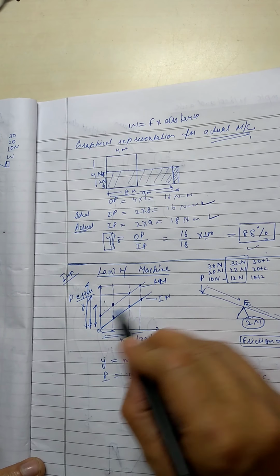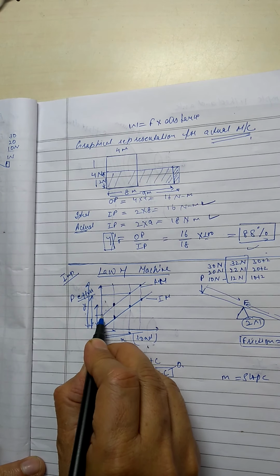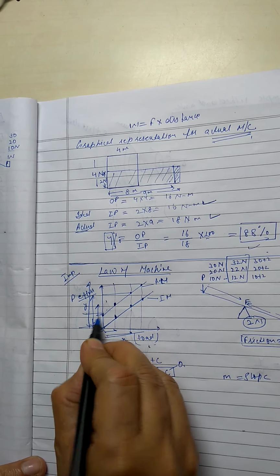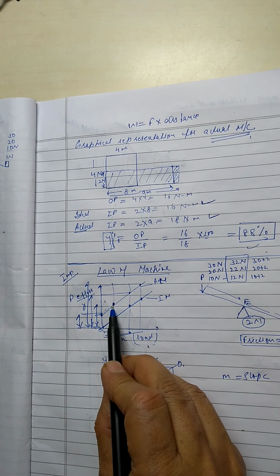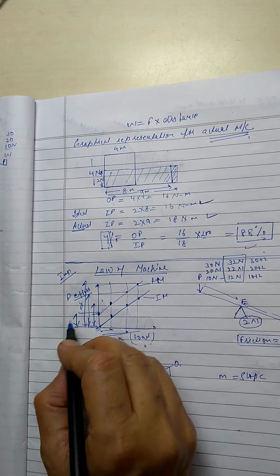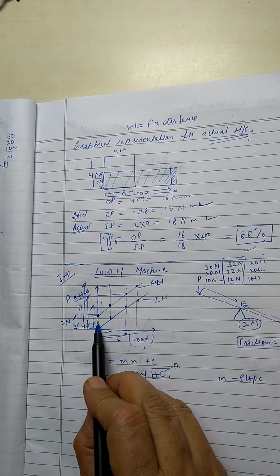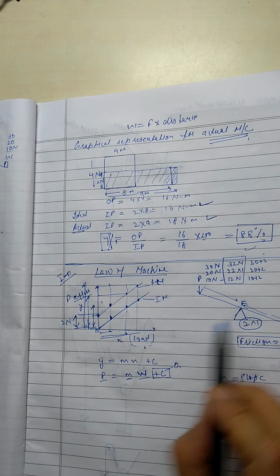Both the graphs are straight lines, but the starting point is different, and both are parallel to each other. Only the starting point differs. And this much is the extra effort. In the ideal machine it is 0, but in case of actual machine the extra effort is 2 Newton. This 2 Newton of extra effort is being applied to overcome the friction.